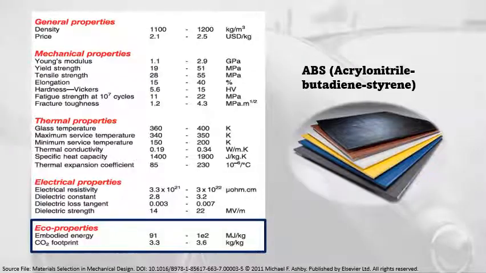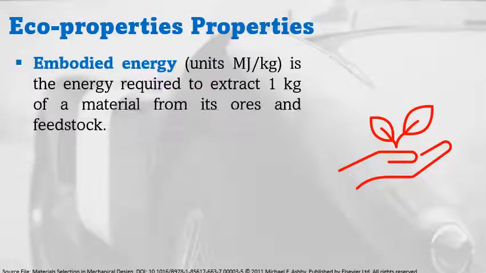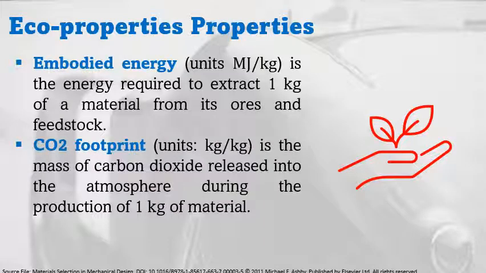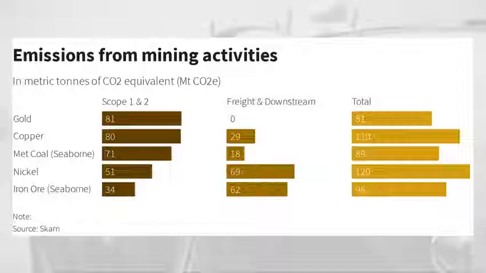Finally, we have the eco properties. For ABS, we can see here the eco properties including the embodied energy and the carbon dioxide footprint. Let us discuss them. Embodied energy is the energy required to extract 1 kilogram of a material from its ores and feedstock. On the other hand, carbon dioxide footprint is the mass of carbon dioxide released into the atmosphere during the production of 1 kilogram of material. It is also important to know this embodied energy and carbon dioxide footprint in order to ensure sustainability in the production of these engineering materials.